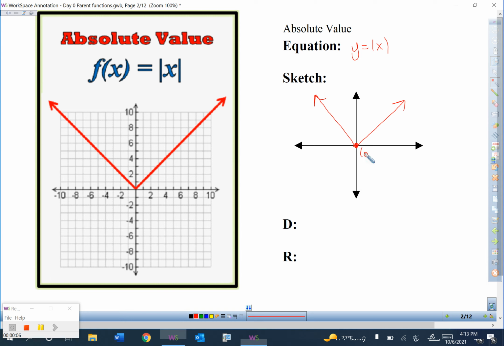We're still at 0, 0. Domain is still all real numbers from left to right, but we're not using all of the graph anymore. This one starts at 0 and goes past to infinity.